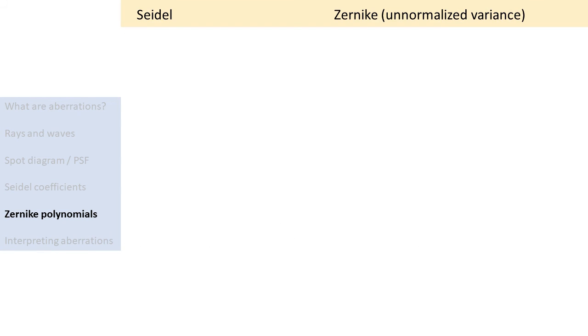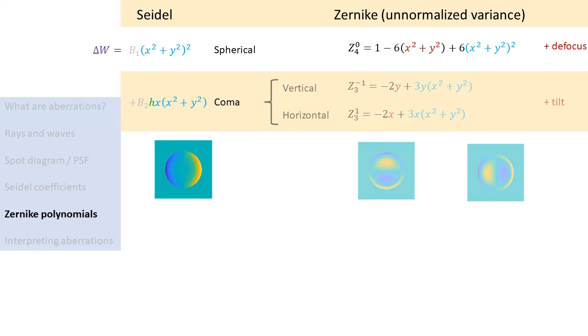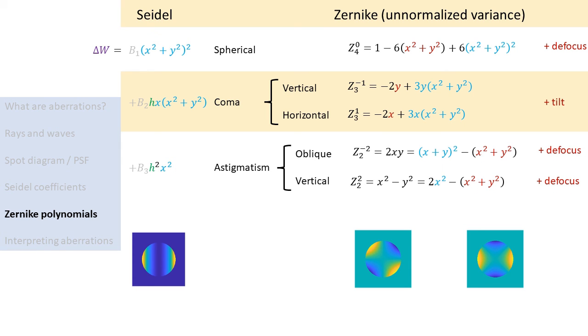There are also some subtle but important differences in how certain aberrations are defined. For example, when we compare Seidel's definition for spherical aberration to Zernike's definition, we see that Zernike's definition has an extra defocus term. This is necessary to ensure that the different Zernike polynomials are orthogonal. Seidel's definition of coma is the same as Zernike's, except for an extra linear term which corresponds to tilt. The definitions for astigmatism differ by a defocus term.